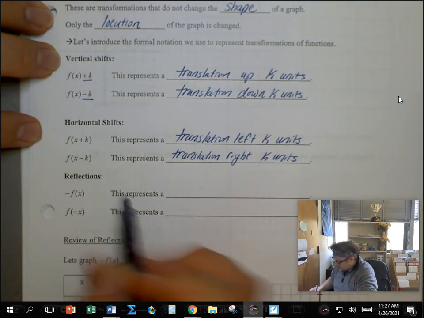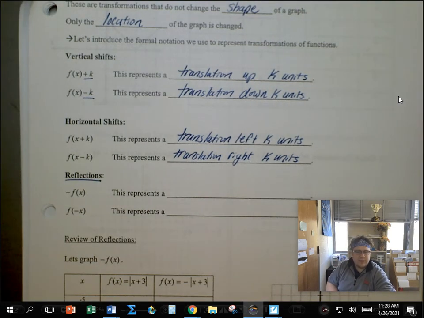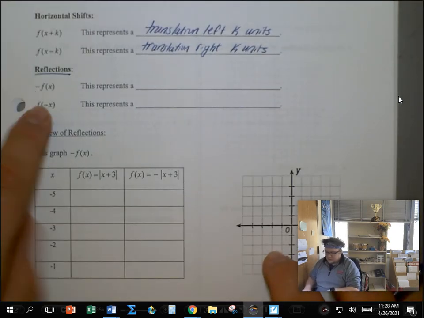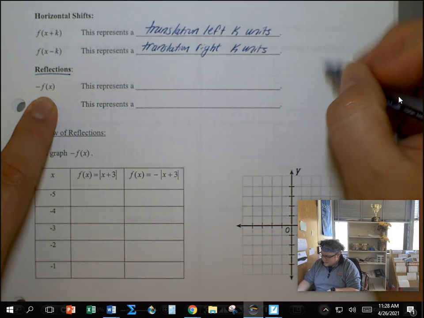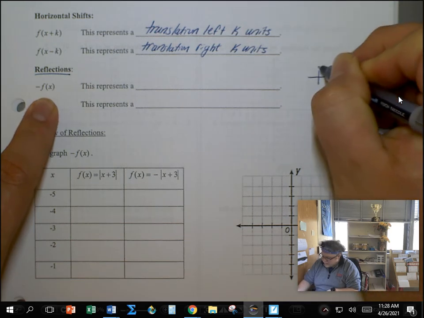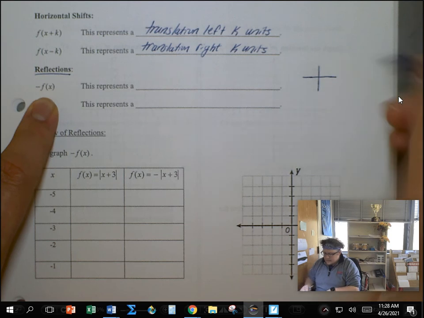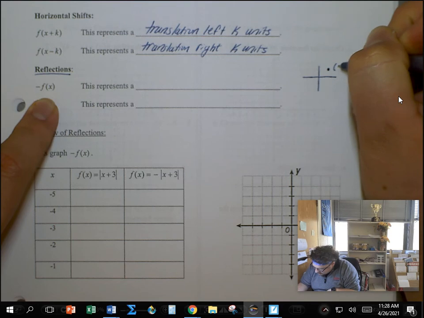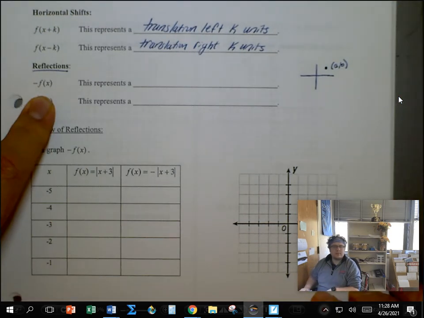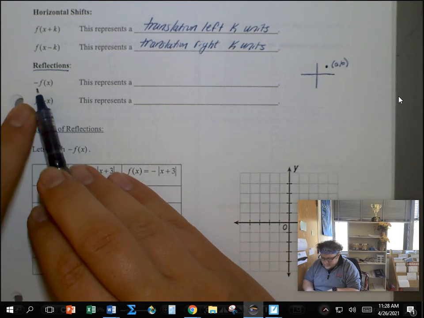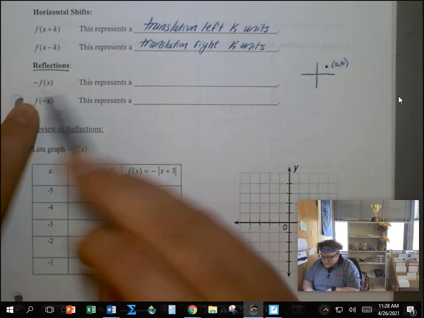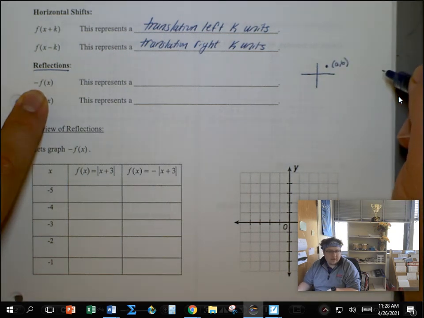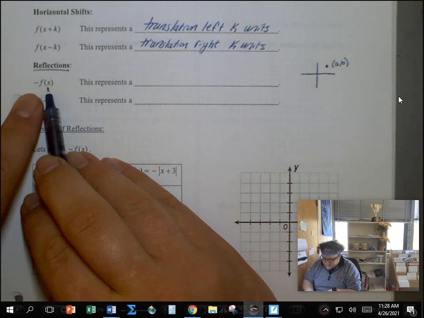So this last one is the two different types of reflections that we can have. So I want you to think about what this notation looks like, and then try and imagine what it does to a graph on a coordinate plane. So if we happen to have a point, let's just call this A comma B. All right. So look where that negative sign is. It's on the outside. So if it's on the outside of the function, that means that the y coordinate is going to become negative. See how the x is still just x?